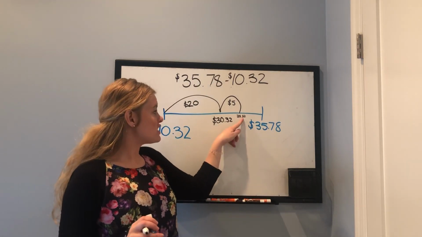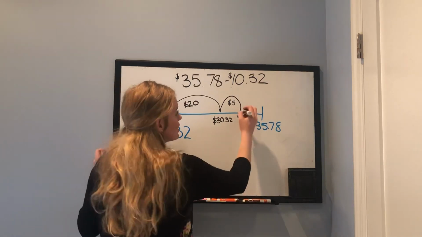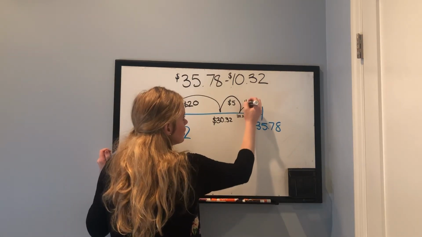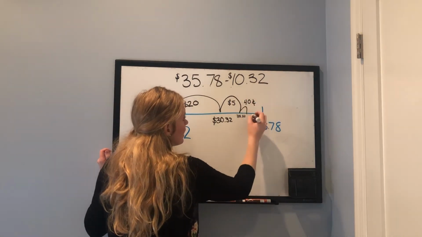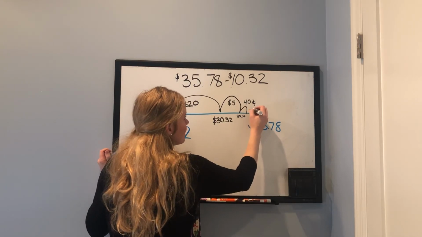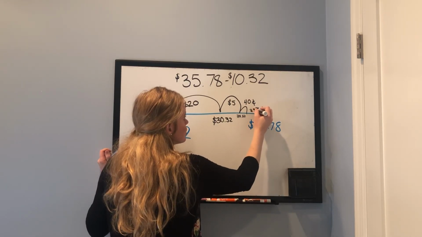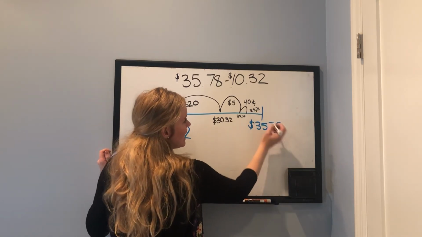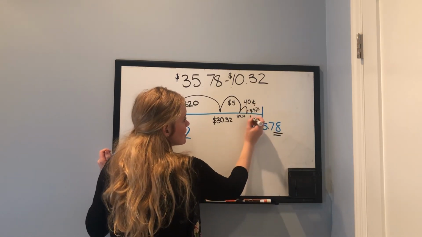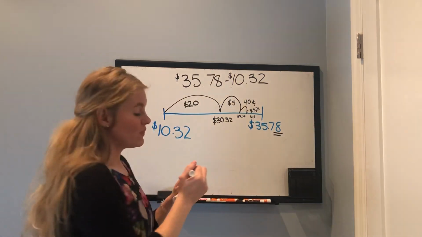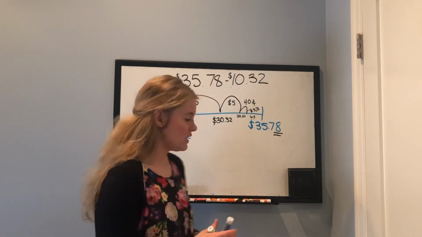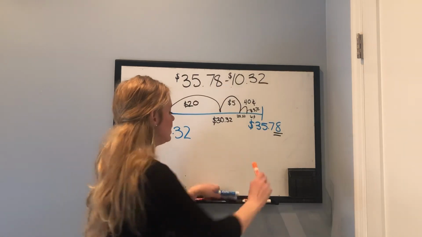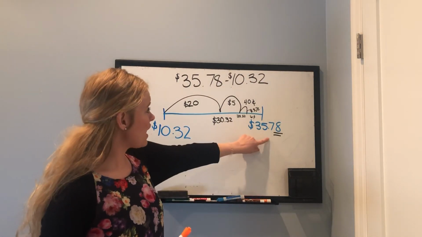$35.78. I know that to get from 30 to 70, I'm going to need 40 cents. Okay, and now we're at $35.72. Okay, to get from $35.72 to $35.78, we're going to need 6 cents. Okay, now this is where it gets a little bit tricky and sometimes kind of confusing.